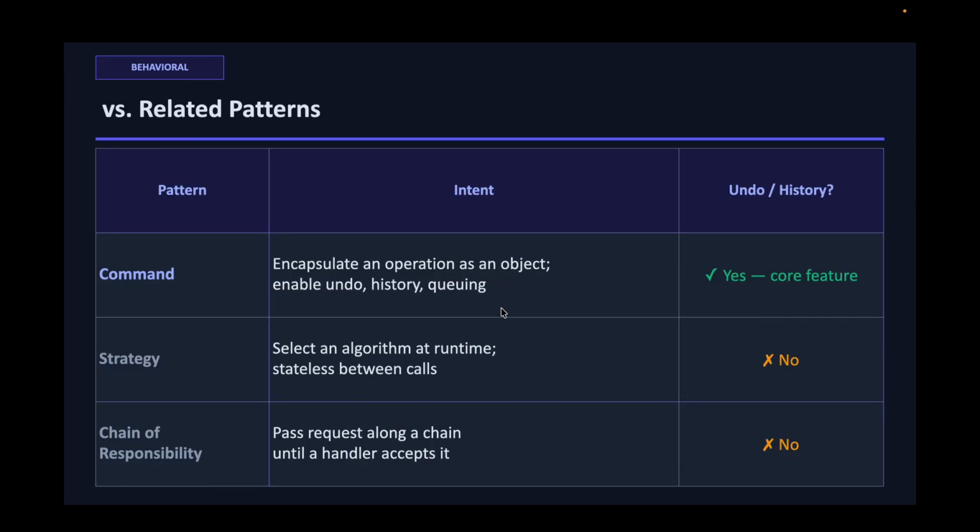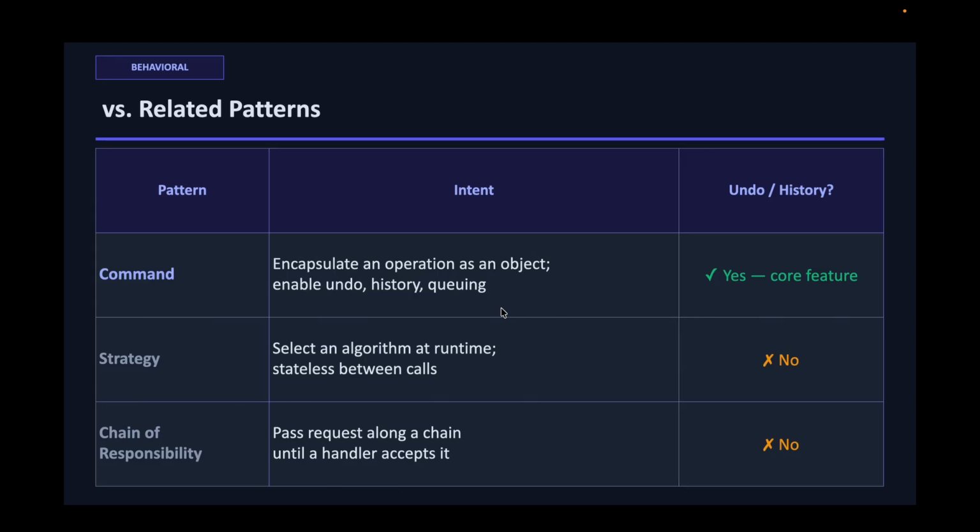Comparing it to other related patterns, there are two different patterns that come up when we discuss the command pattern. The first one is the strategy pattern. It looks very similar because they both swap out behavior, but the intent is very different. Strategy is about choosing how to do something, which algorithm, which payment processor. It's stateless between calls. Command is about capturing that something was done, so it has a history and an undo mechanism baked in.